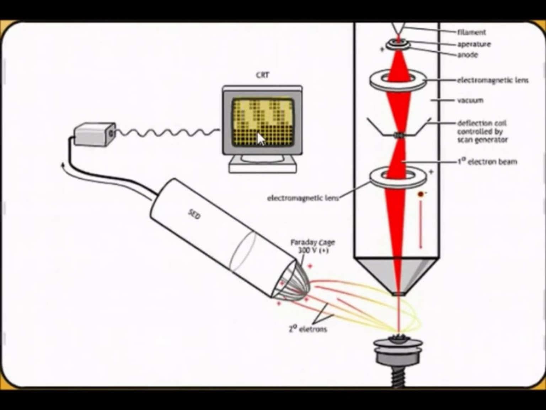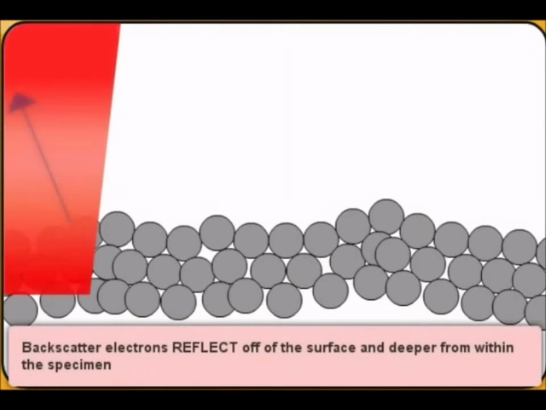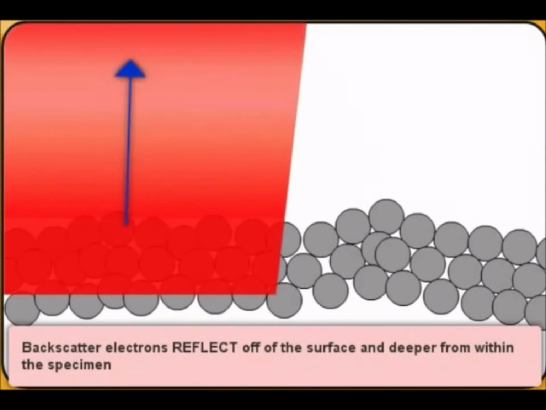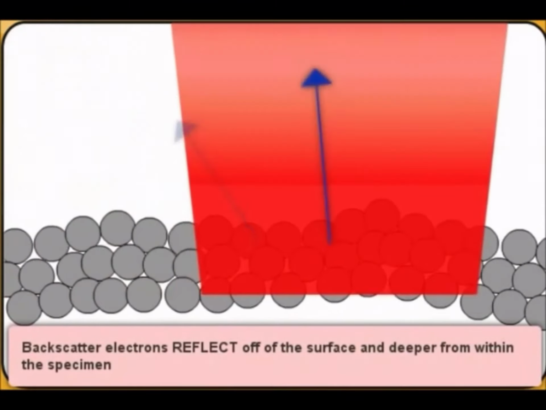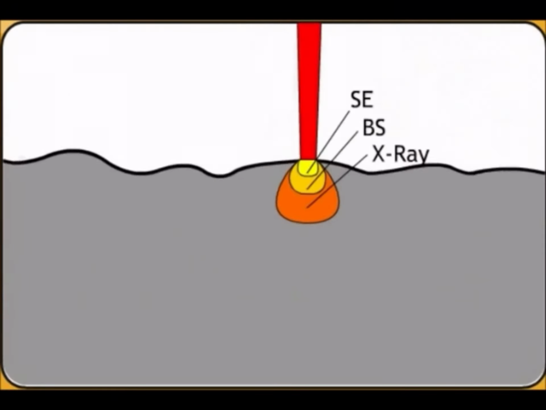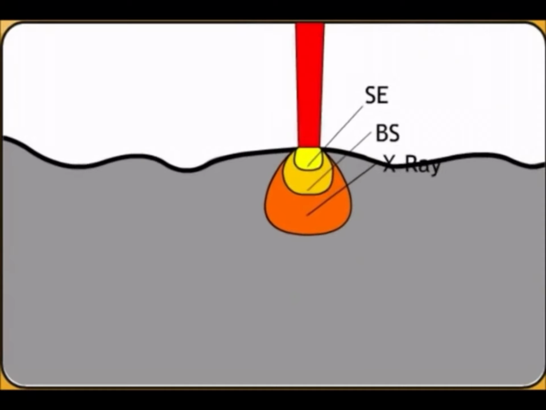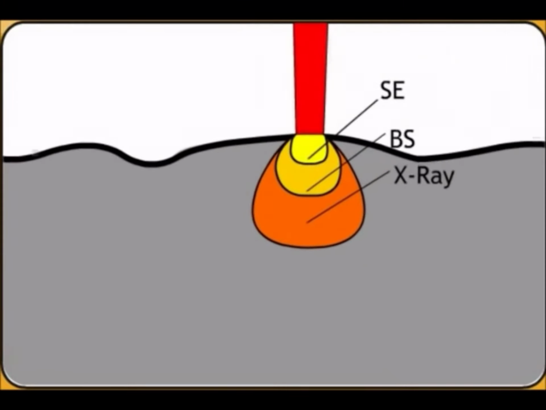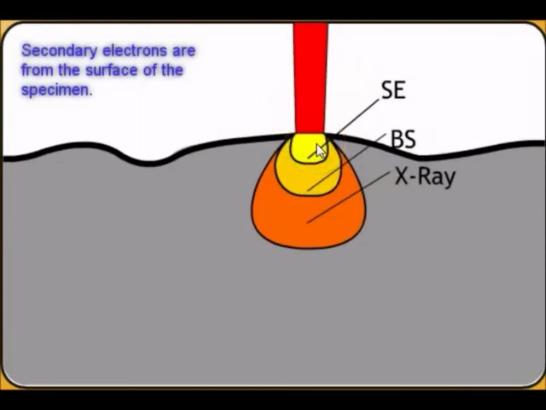Now, the second type of electrons are called backscatter electrons. And these electrons actually don't come from the atoms. They actually reflect off the surface. And they actually can come even from deeper down in the specimen. And we have a second detector that can actually detect those. So this illustration will actually show you where these electrons are going to come from. So you can see here the secondary electrons are going to be surface electrons.